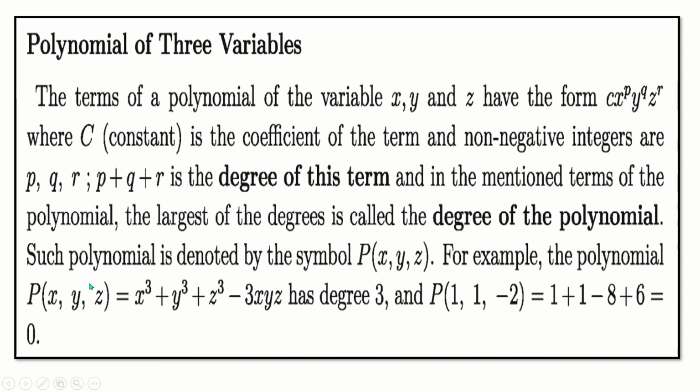For example, the polynomial P of x, y, z is equal to x cubed plus y cubed plus z cubed minus 3xyz. Degree will be 3 because here the power of x is 3, y is 3, z is 3, and also here the power of x is 1, y is 1, z is 1. That means 1 plus 1 plus 1 is equal to 3. Okay, and when we put P of (1, 1, minus 2), that means x is equal to 1, y is equal to 1, and z is equal to minus 2, after putting this in the expression, we'll get 0. Clear?